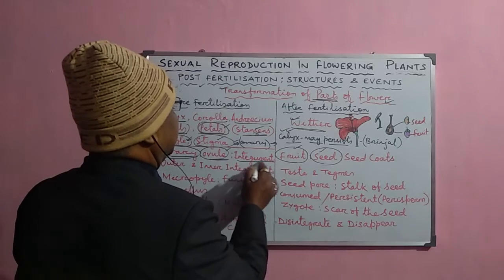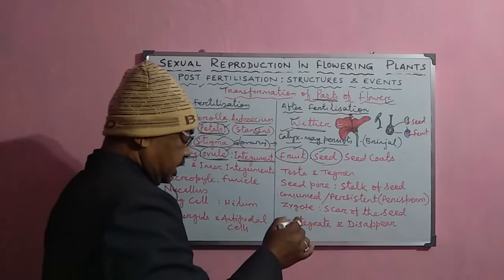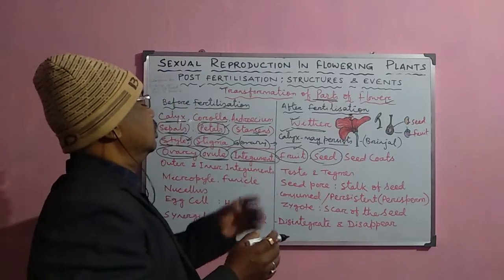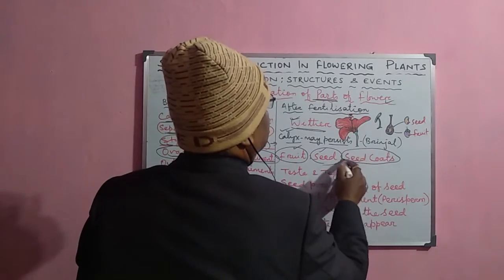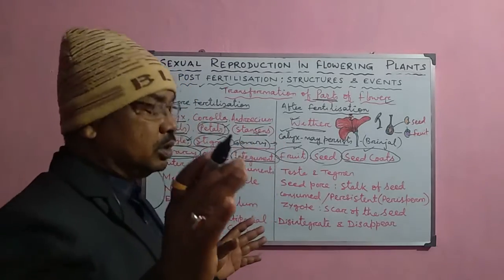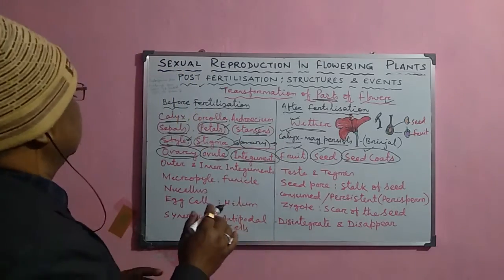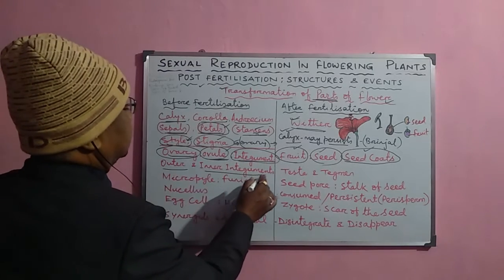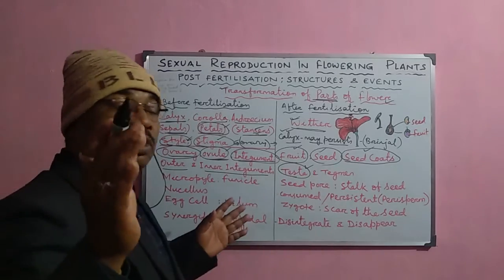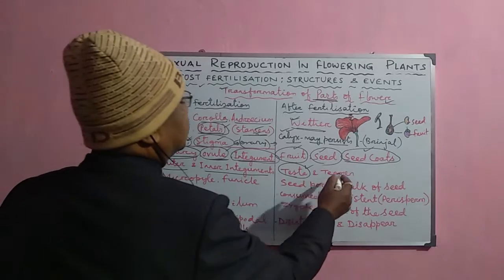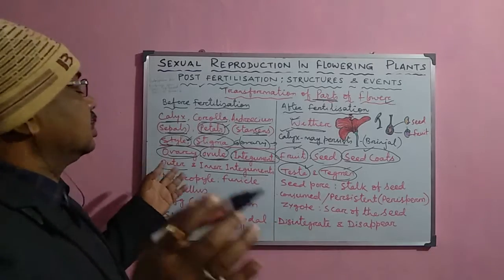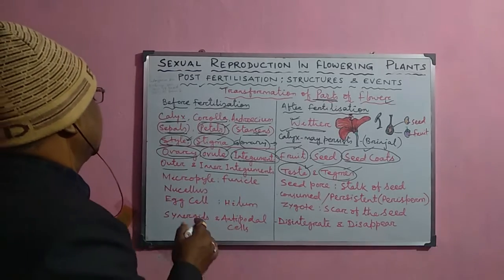Now the integuments of the ovule develop into the seed coat. The integuments mean the outer covering of the ovule. They normally develop into the seed coat, and the seed coat protects the inner contents of the seed, the cotyledon, the embryo, etc. Now the outer and the inner integuments develop as follows: the outer integument develops into the testa, the outer covering of the seed, and the inner integument into the tegmen, the inner covering of the seed. So the outer and inner coverings develop from the outer and inner integuments of the ovule.